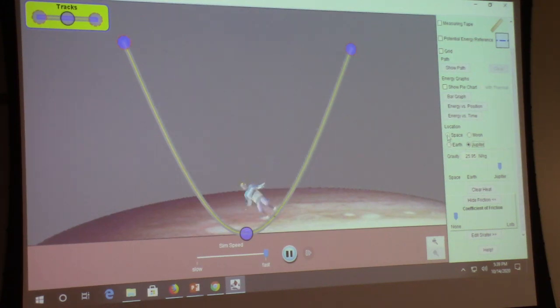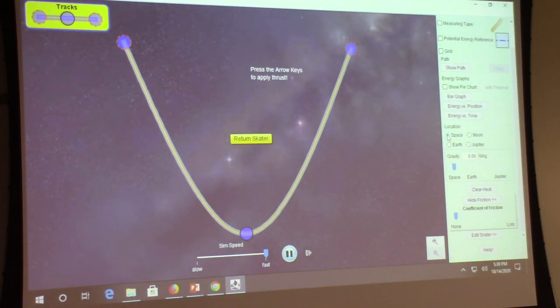All right, you ready for space? Right, there is none there. The guy had kinetic energy, and there's no gravitational potential energy because we're away from everything. So I launched the skater into space.